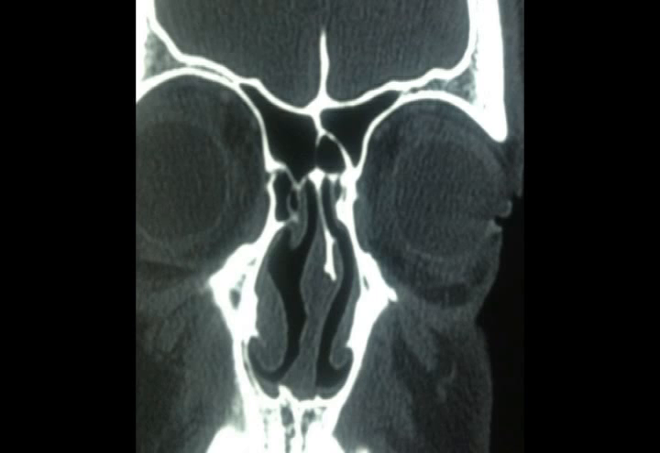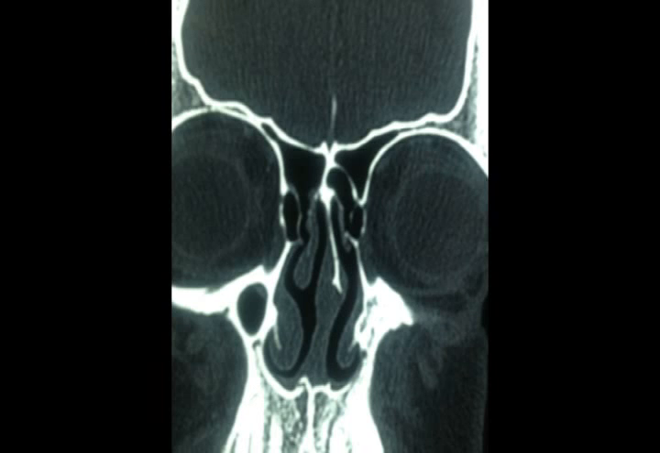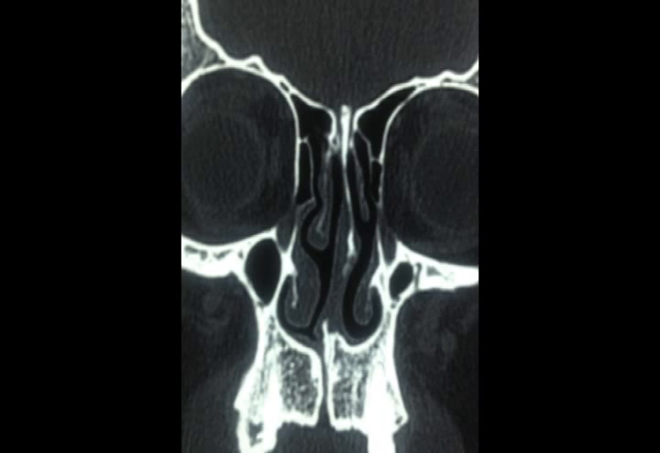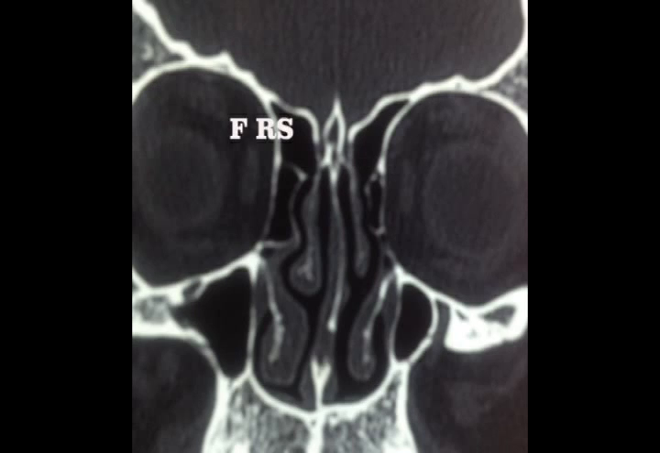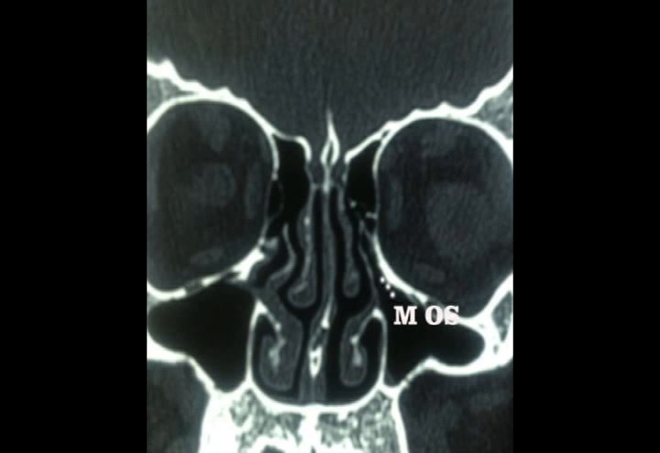You can see the middle turbinate has started appearing, and you can see in this cut that the uncinate process has started appearing there, and it is going and ending towards the lamina papyracea on the right side, the maxillary sinus, the nasolacrimal duct on both sides, and you can see the frontal recess has started appearing. It's not the frontal sinus because the M sign is missing. This is the natural ostium of the maxillary sinus.